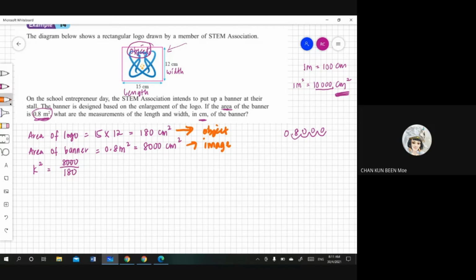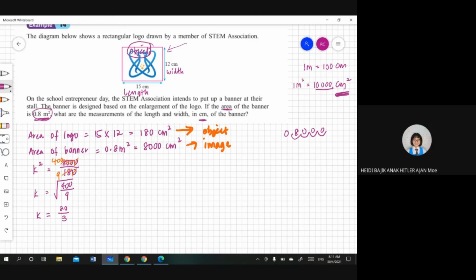So I'm going to simplify here. Cancel the 0 with the 0. 9 times 2, 18. Okay, after that, 2 times 4, 8. 2 times 0, 0. So we get 400 over 9. Then from there, we can get the square root of 400 over 9. You have to make sure the number you get is a perfect square. So k is equal to the square root of 400, which is 20, over the square root of 9, which is 3. So we get the value of the scale factor already. This one you are fine, right?